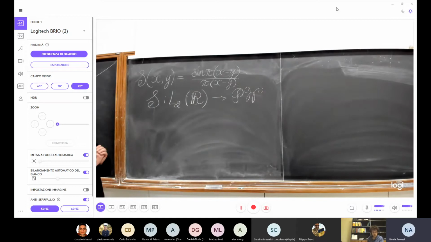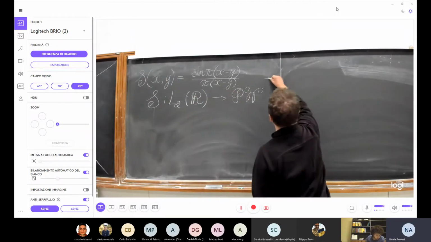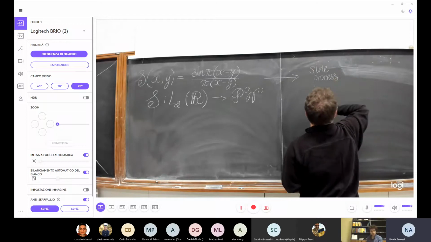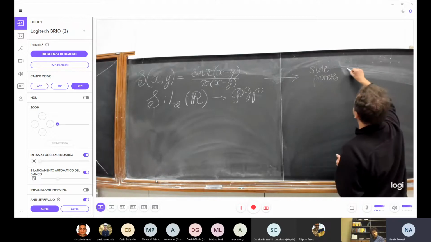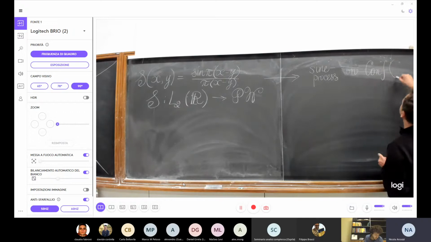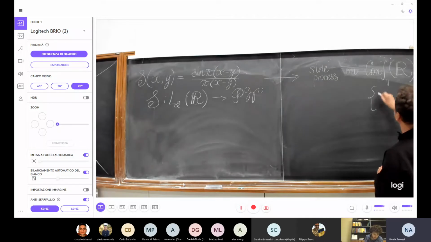Okay, and to this kernel there corresponds a probability measure, the so-called sine process, a probability measure on the space of configurations on R. So what do I mean by space of configurations? These are just subsets of the real line without accumulation points.